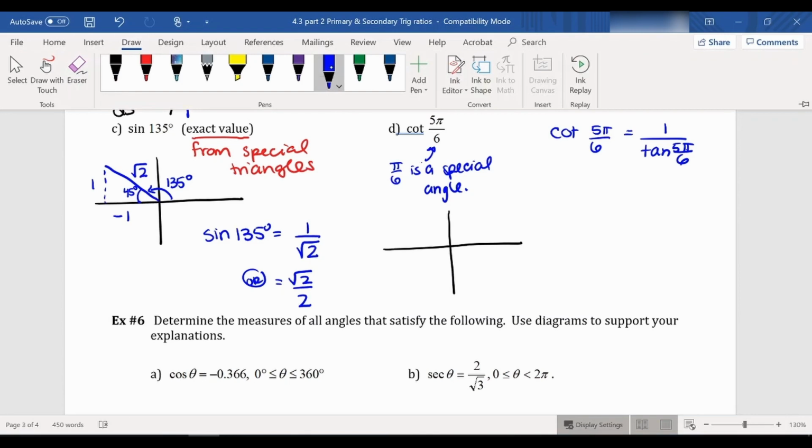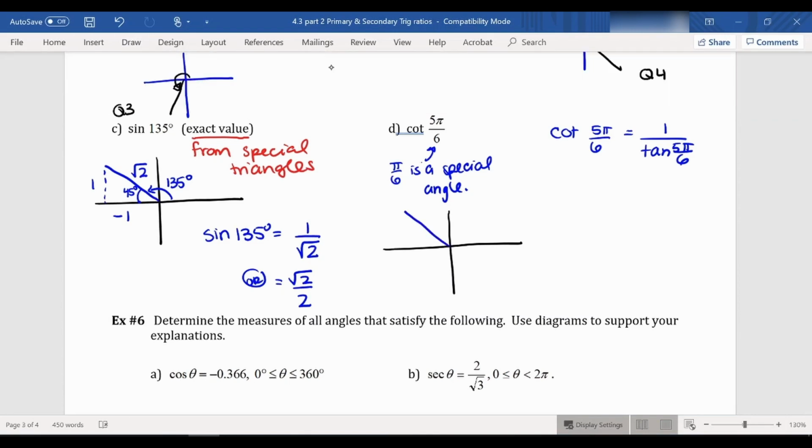5 pi over 6 goes in quadrant 2. This would be my theta, my 5 pi over 6. Question is, what is my reference angle? I'm labeling a triangle. My reference angle here is pi over 6. So I need to label this triangle. This would be a 1, 2, root 3 triangle. And the root 3 would be negative because that's a negative x-axis.